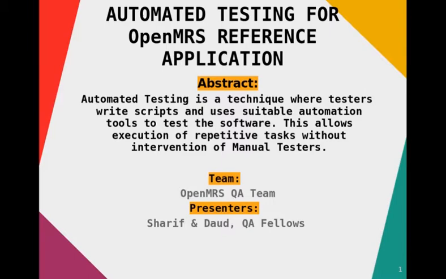In this presentation, we'll be demonstrating automated testing for the OpenMRS reference application. Simple abstract: automated testing is a technique where testers write scripts and use suitable automation tools to test the software. This allows execution of repetitive tasks without intervention of manual testers. The team is the QA team.